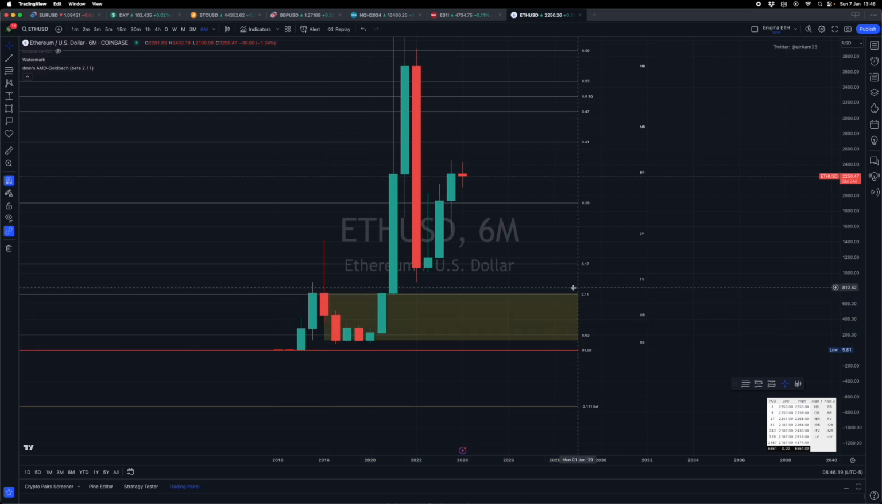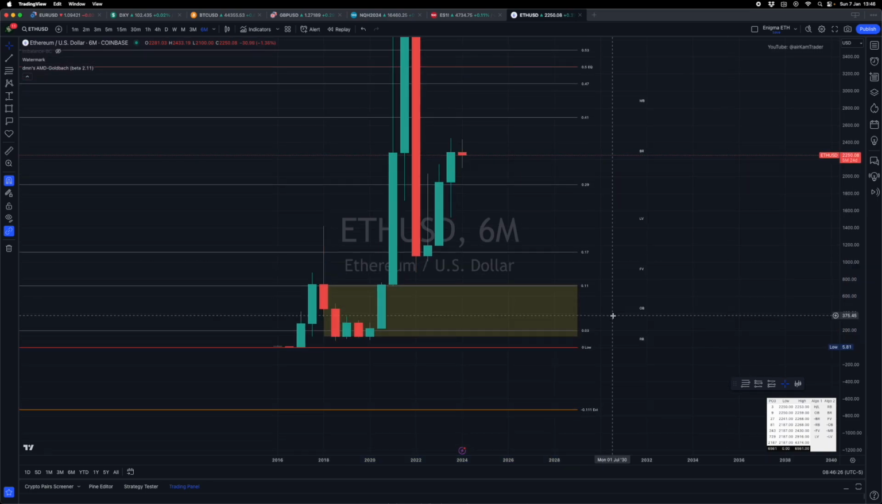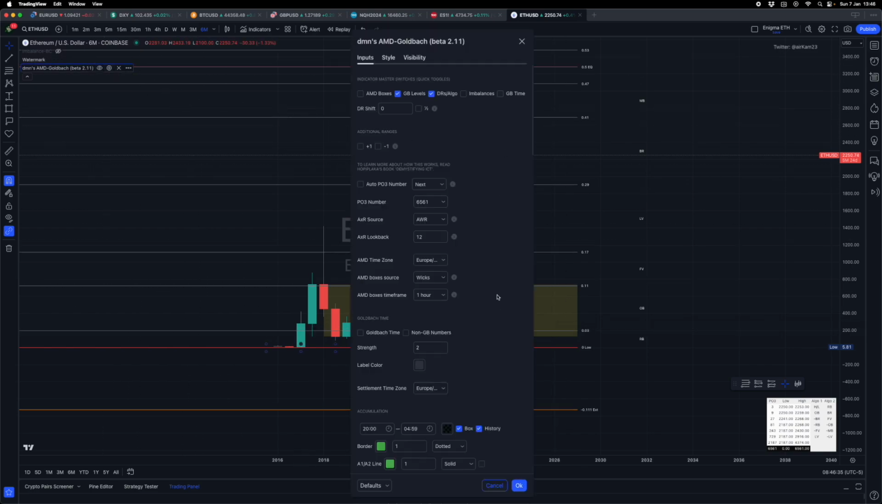Okay? Now, let's be a little bit more precise. Using the indicator, we can find out where the mean thresholds and the consequent encroachments would be of order blocks and fair value gaps. So let's put that in now.